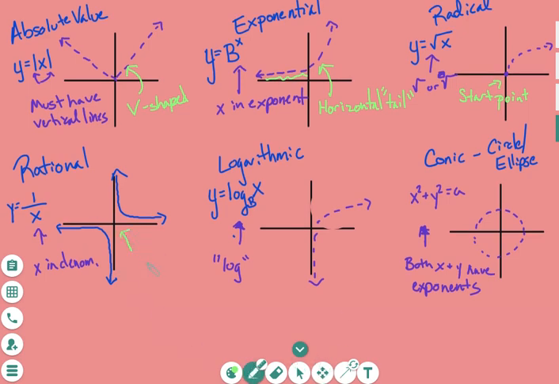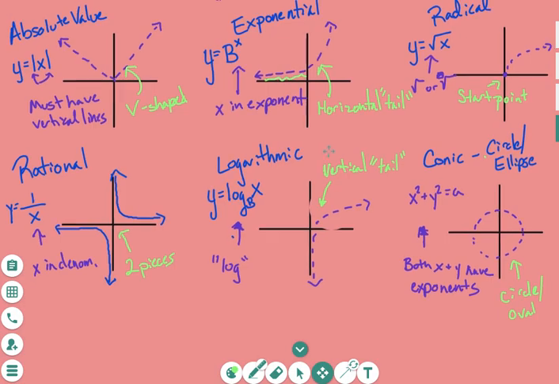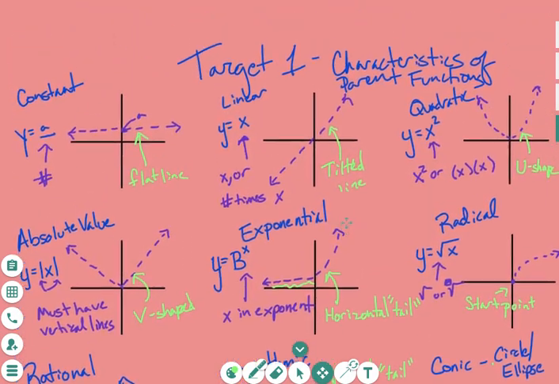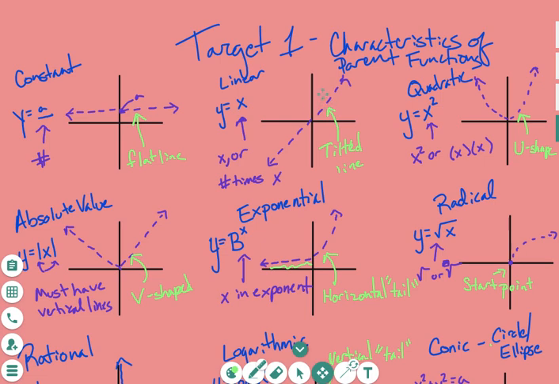Rational graphs, they have two pieces. Logarithmic graphs, similar to those exponentials, except they have a vertical tail. And then conic, focusing on the circle and ellipse type, will have a circle or oval type graph. So those are our 9 parent functions. There are more parent functions out there that we're not talking about here, but these are the 9 that we're going to spend the most time focusing on.